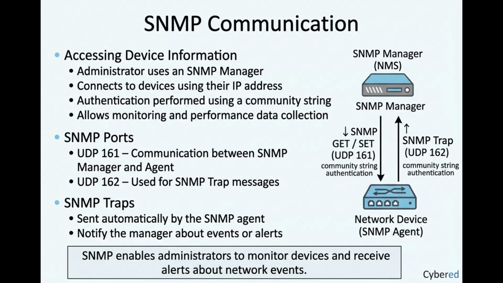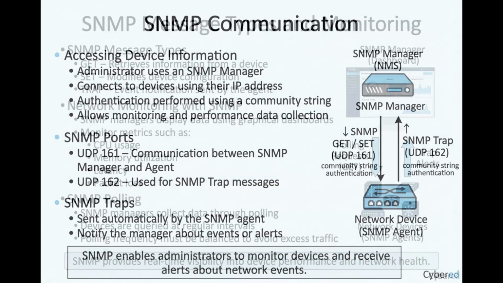To access device information, an administrator uses an SNMP manager and connects to the device using its IP address and authentication credentials, commonly known as a community string. If authentication is successful, the administrator can monitor the device and retrieve performance data. SNMP uses UDP port 161 for communication between the SNMP manager and agent. SNMP trap messages are sent from the agent to the manager using UDP port 162.